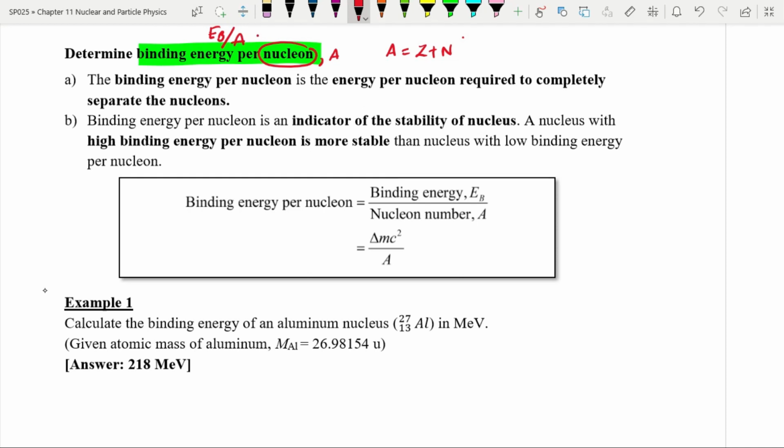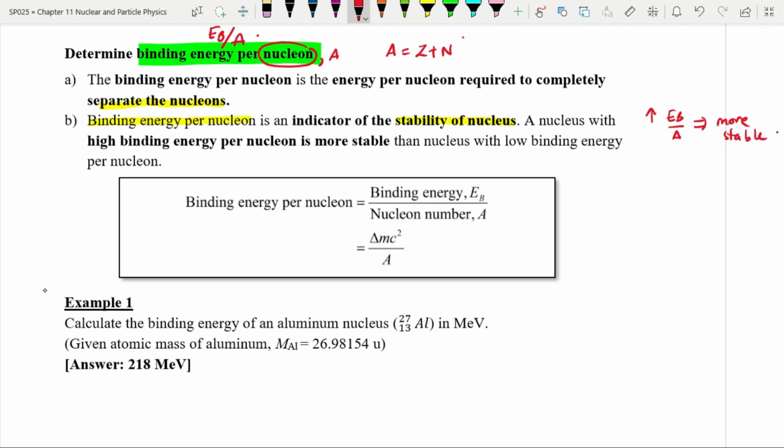Okay, so apa itu binding energy per nucleon? Sama juga, energy yang required to completely separate the nucleons, ataupun energy yang lost in order to form the nucleus. Sama juga, cuma bezanya kita bahagikan dengan number of nucleon. Specialnya binding energy per nucleon ni, dia akan indicate the stability of nucleus. So high number of binding energy per nucleon bermaksud more stable, lagi stable kita punya nucleus tu.